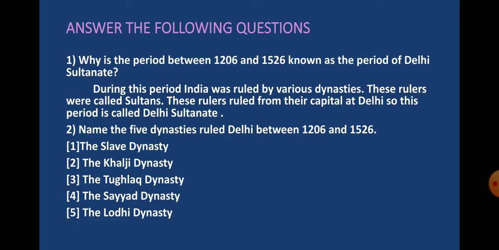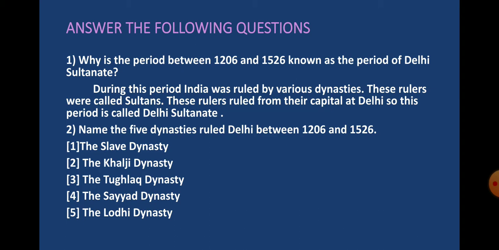We'll start with answer the following questions. Our first question is, why is the period between 1206 and 1526 known as the period of Delhi Sultanate? Answer. During this period, India was ruled by various dynasties. These rulers were called sultans. These rulers ruled from their capital at Delhi, so this period is called Delhi Sultanate.